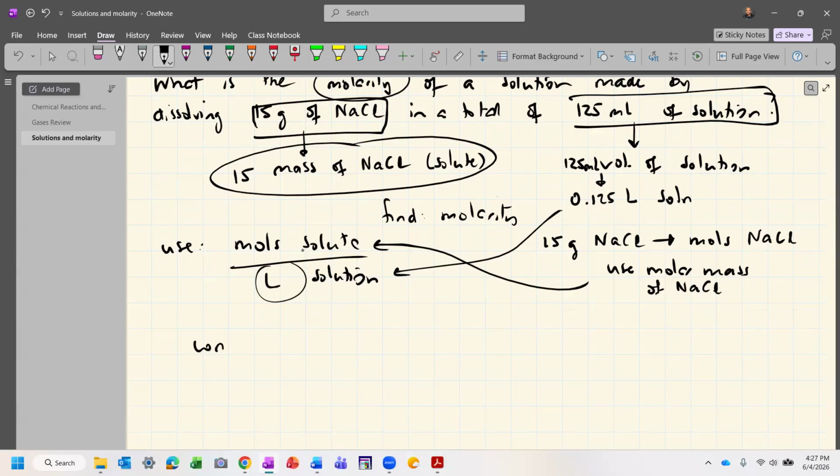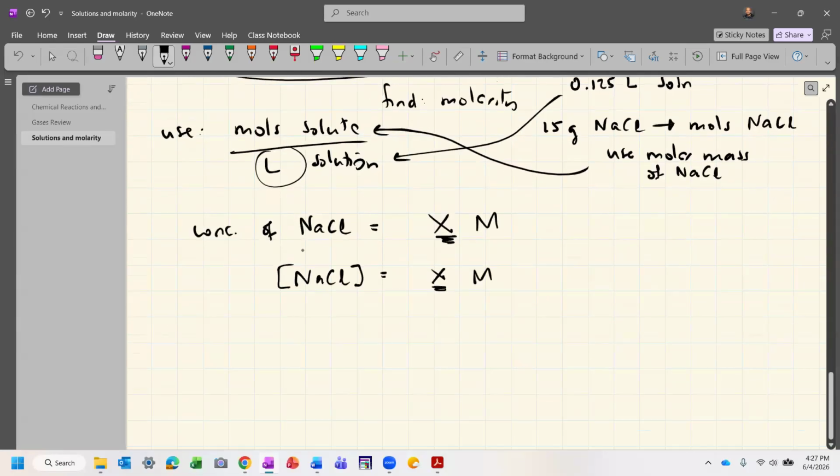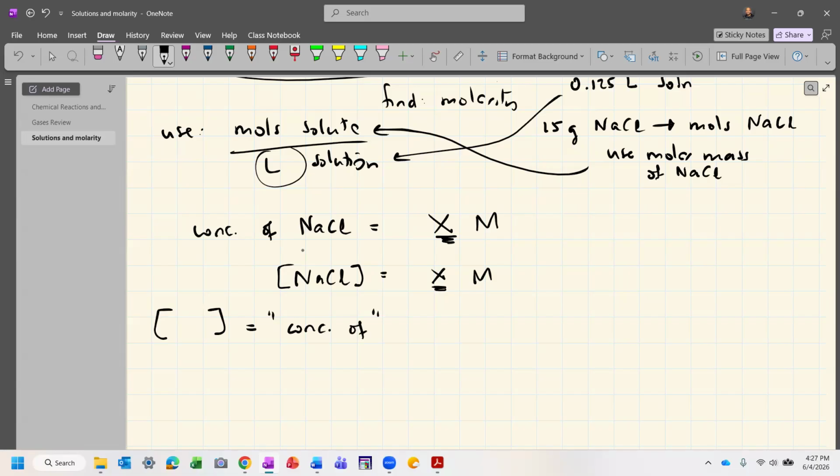The concentration of the NaCl will be whatever we get, so let's say X molar, with M here being the unit. Sometimes you'll see square brackets around something. Square brackets around NaCl literally means the concentration of that thing. That's a shortcut or an abbreviation. So when you see the square brackets, this means concentration of, in units of molarity. All right, so that's how you calculate the concentration.